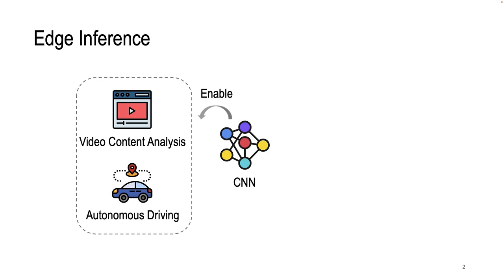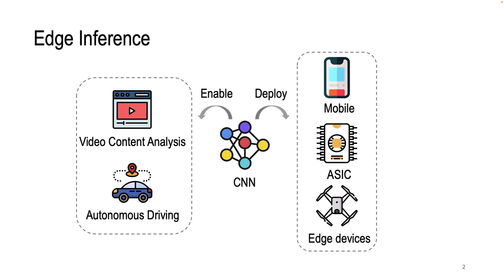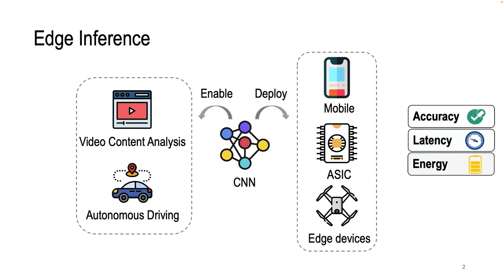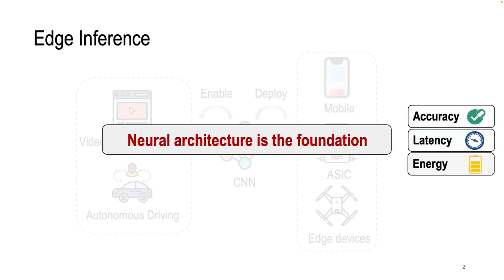Let's start with the fact that convolutional neural networks have been deployed on increasingly diverse devices, including mobile, ASIC, and edge devices. On such platforms, model performance such as accuracy, latency, and energy consumption are important metrics to consider. Therefore, as a key design hyperparameter, it is crucial to optimize the model architecture.